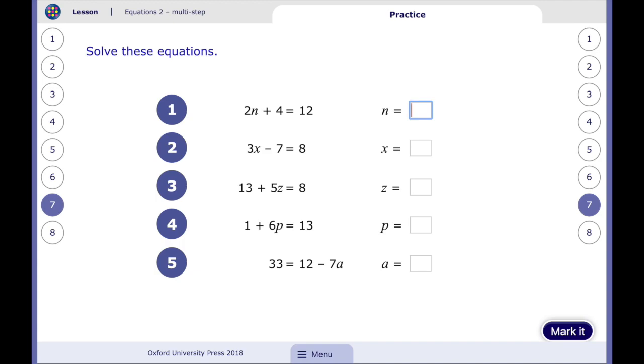So now it's your go. Pause the video. Have a go at these. 5 is hard. Think about your negative number rules. And then once you've had a go, I'll show you the answers.